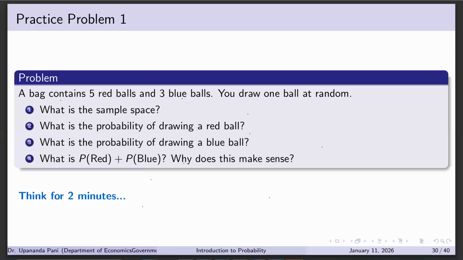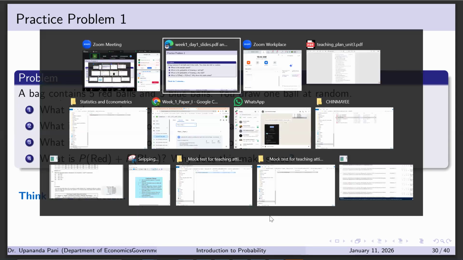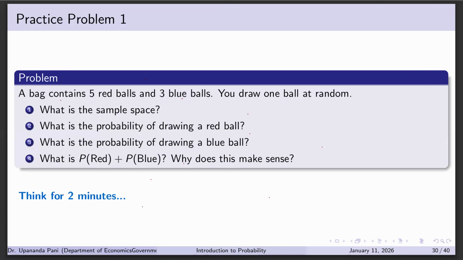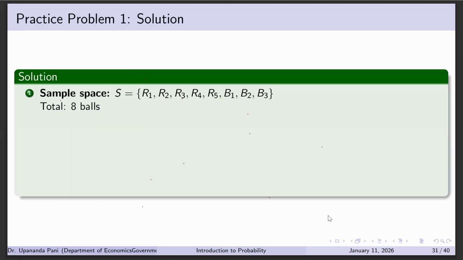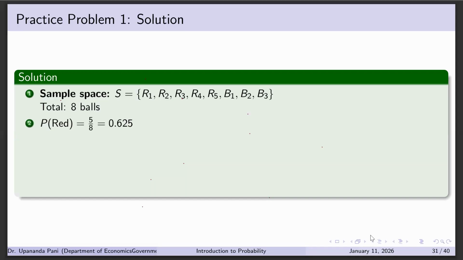Okay, I hope you have solved it. Chinmay, what is the answer? What is the sample space? The sample space is R1, R2, R3, R4, R5, B1, B2, B3. So there are 8 balls. Madhusudha, is it correct? Next, the probability of red. You got this, Chinmay?